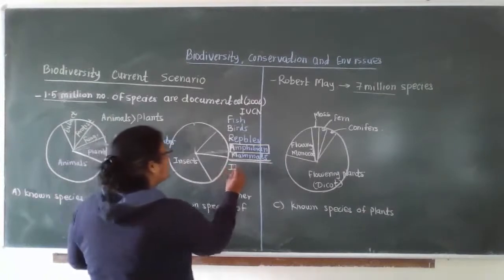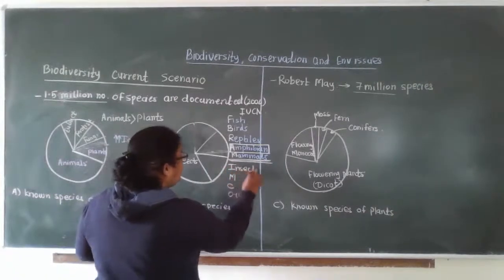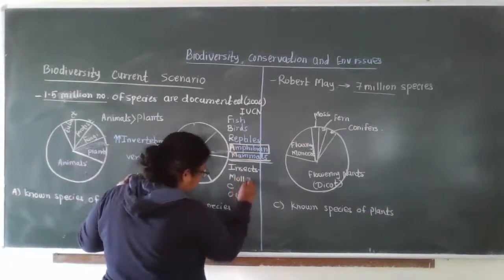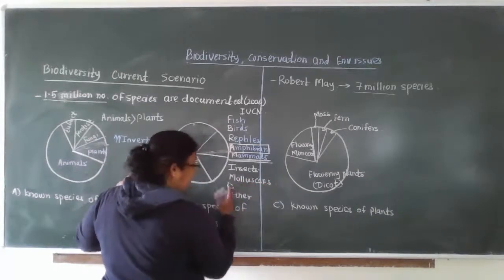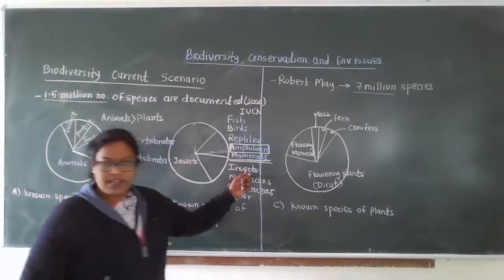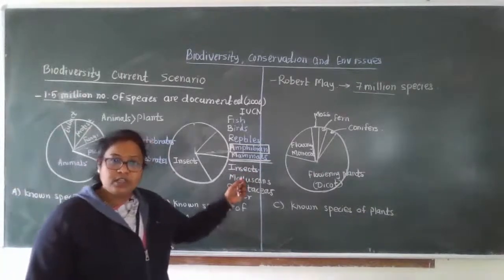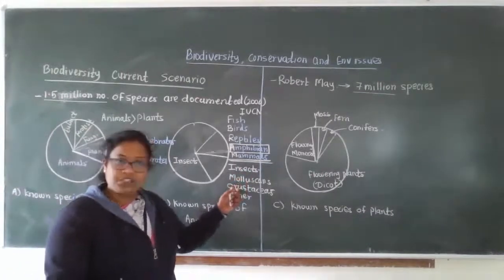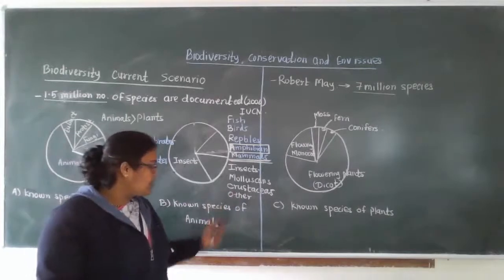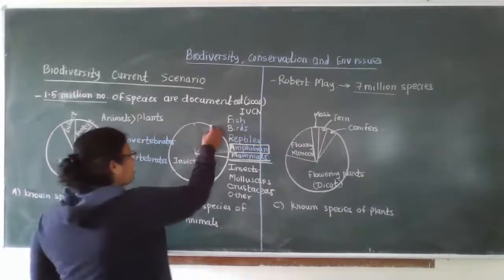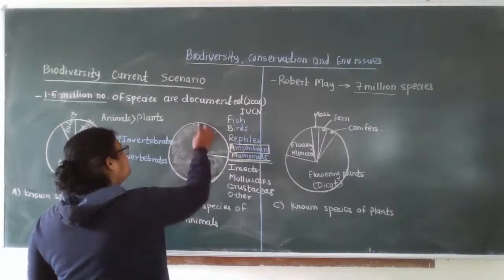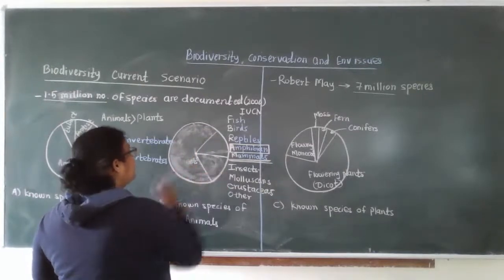Then when we are dealing with the invertebrates, they cover maximum insects. The maximum area is covered by insects. Then the molluscans, soft bodied animals, then the crustaceans, for example crabs or prawns, and others. So this maximum area is covered by invertebrates.